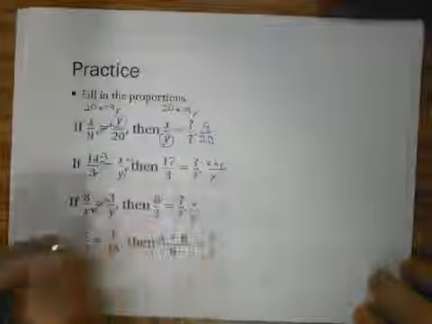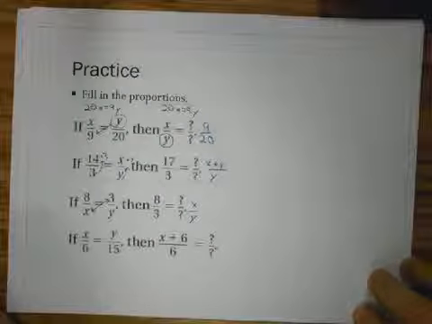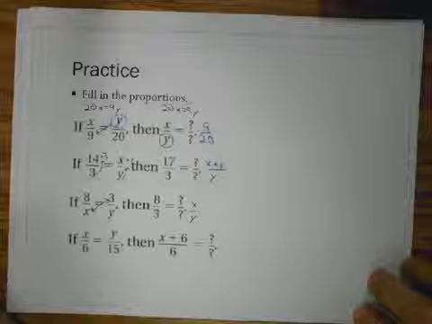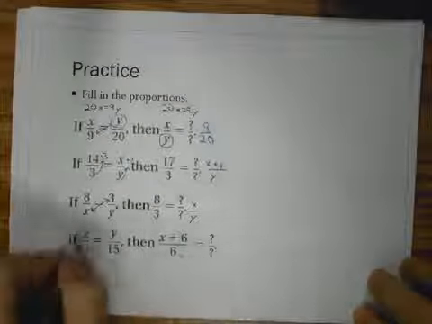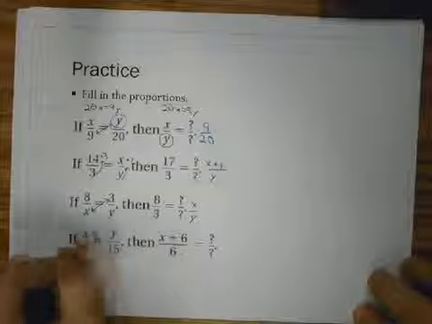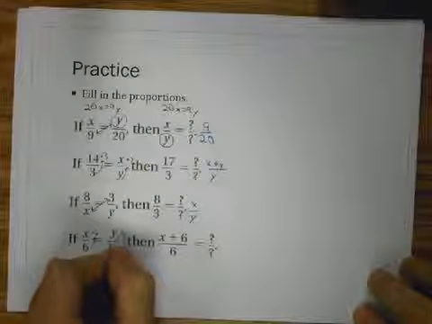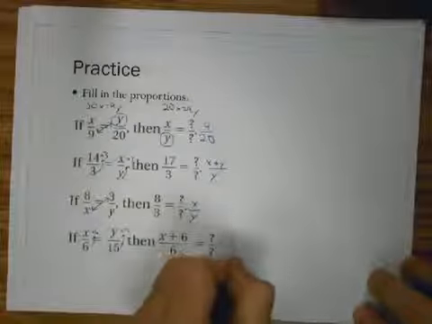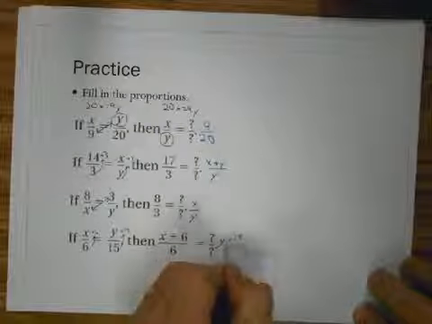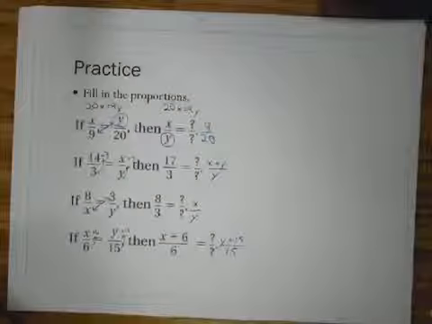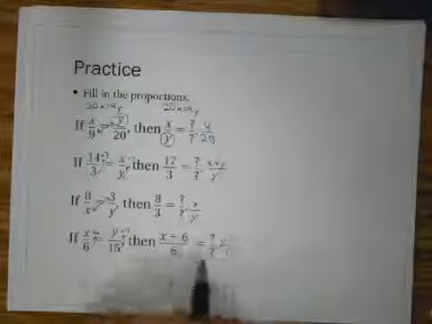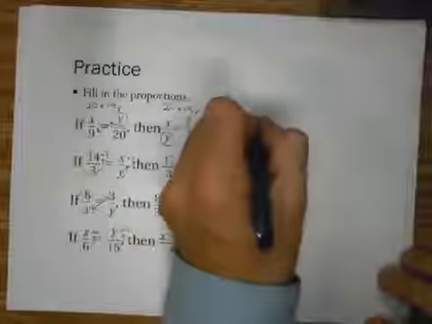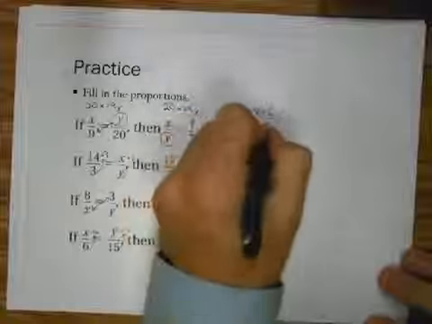Next one, 8 over x equals 3 over y. Well, this one probably looks familiar. This one, I'm again switching the 3 and the x, so it would be x over y. Last one, x over 6 equals y over 15. New one says x plus 6 over 6. Well, looks like I added 6 here. So I'm going to add 15 on the other side and get y plus 15 over 15.